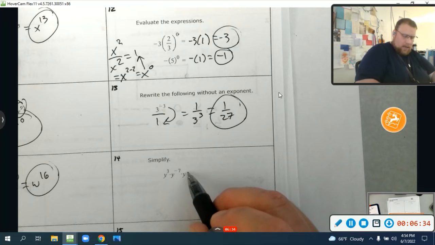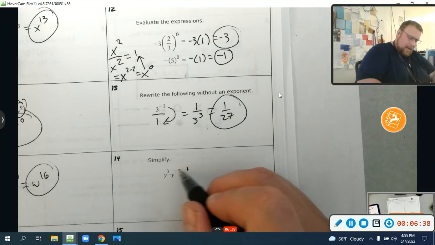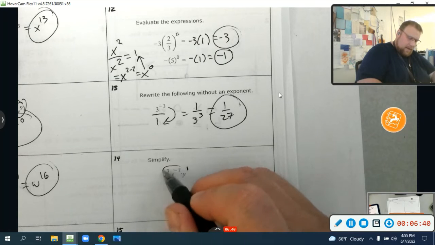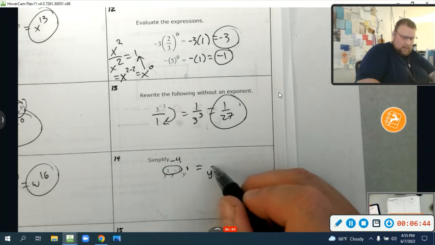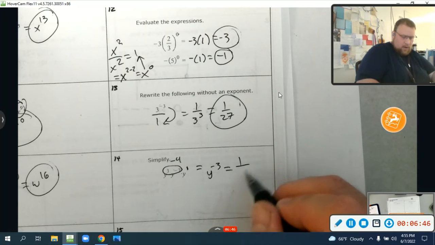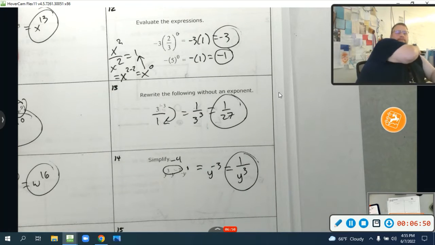Right here, again, a y to nothing is really to the first power. We're going to add these. So I'm going to have 3 minus 7 is negative 4 plus 1 equals y to the negative 3, which equals 1 over y cubed. There we go.